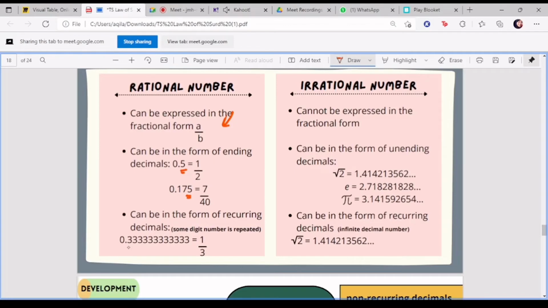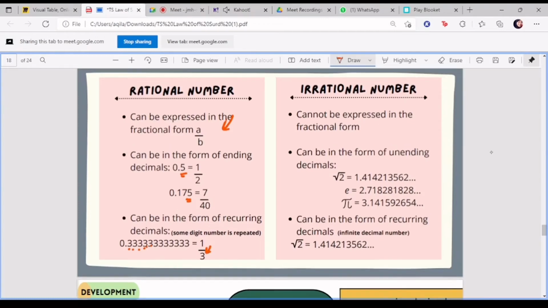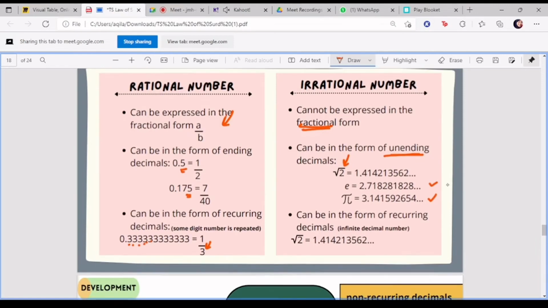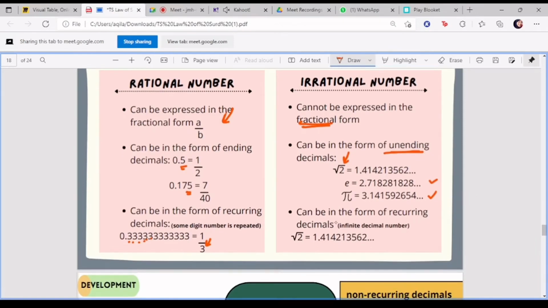For example, 0.33333 equals 1/3. Okay, as for the irrational number, it cannot be expressed in the form of a fraction, and it is also in the form of unending decimals. For example, we have square root of 2, and also pi. Okay, on the other hand, an irrational number can be in the form of non-recurring decimals, in which it has an infinite decimal number. So what does it mean by infinite decimal number?